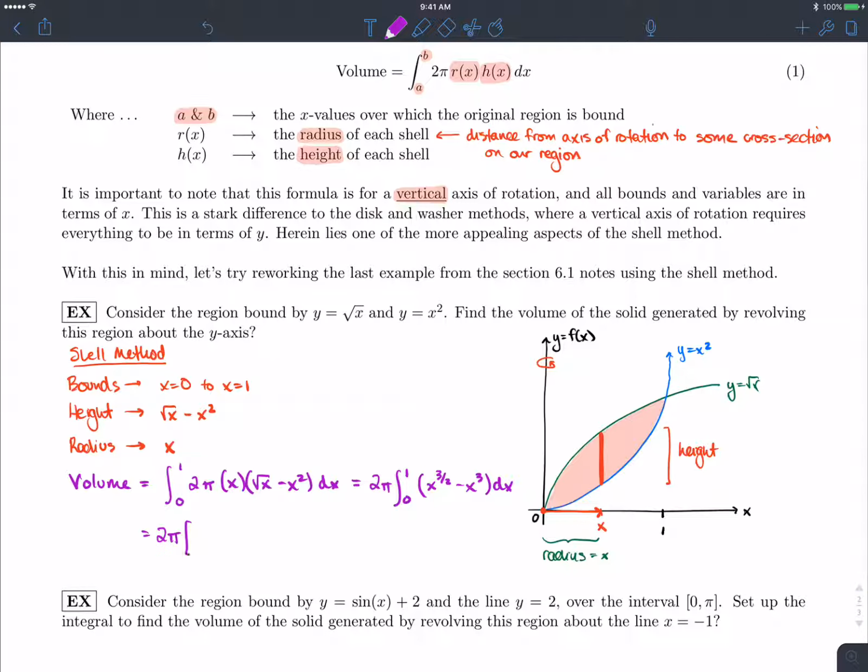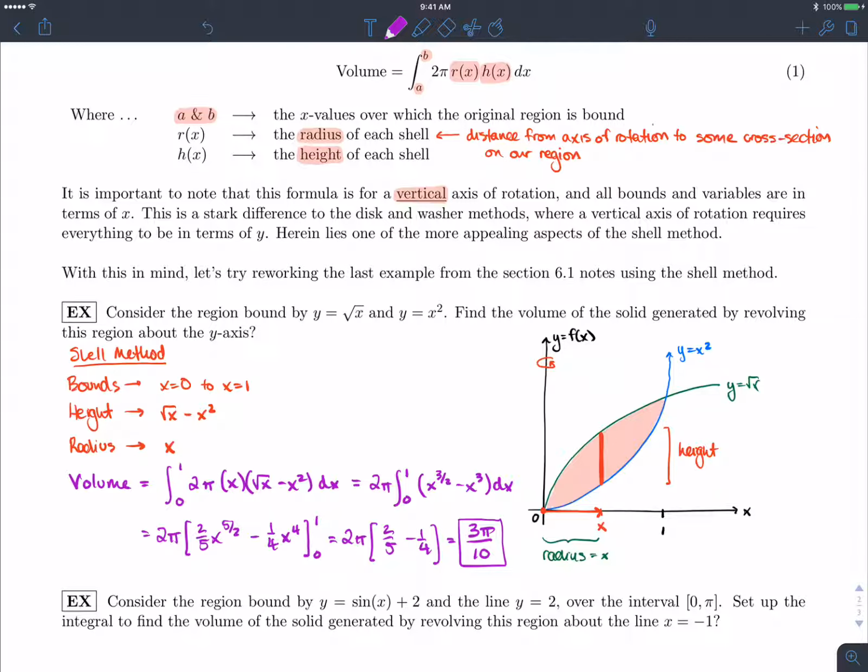If we integrate this, we're going to have 2/5 x to the power of 5/2 minus 1/4 x to the power of 4, evaluated from 0 to 1, which would just give us 2 pi times 2/5 times 1 minus 1/4, and then we just subtract 0, and this should not be a big surprise. We get a volume of 3 pi over 10. Exactly what we got using the washer method in the last case.